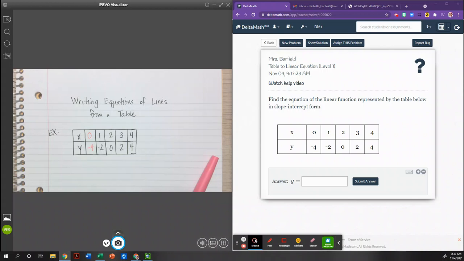All right, you guys, so we are going to continue this whole process of writing equations of lines. Yesterday you got a review on how to do that given 2 points, given points and a slope, and then being given a graph. And now you are going to have a table, okay?